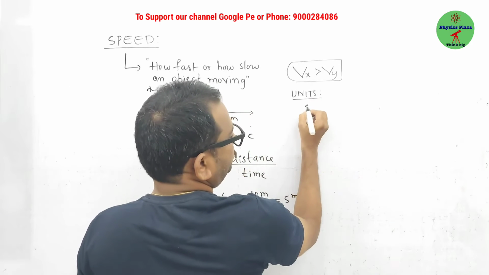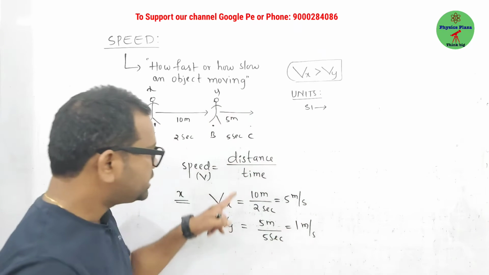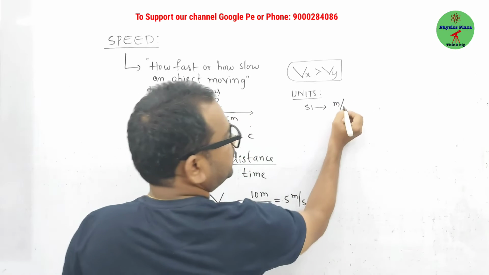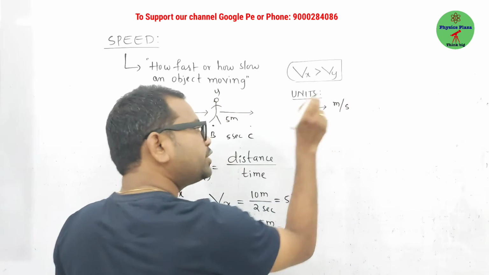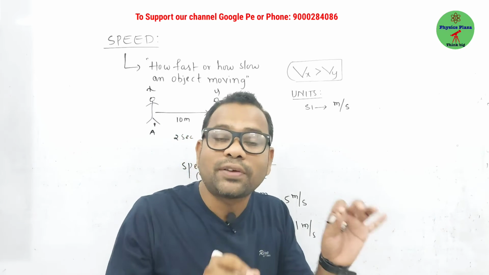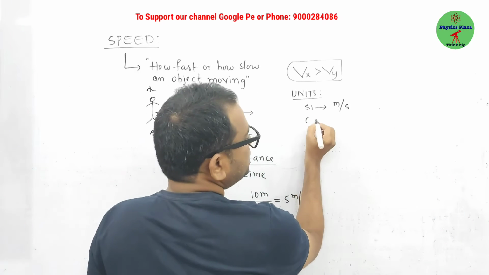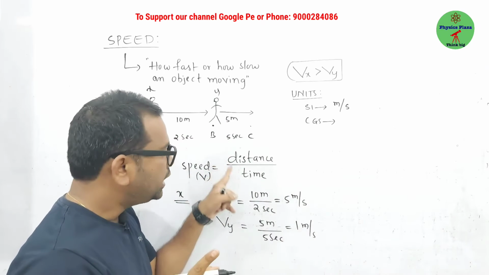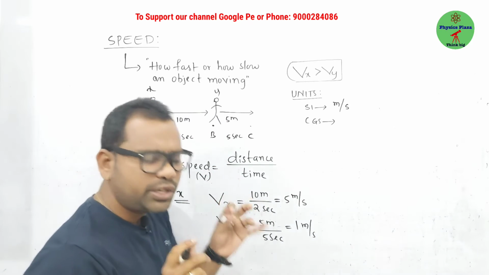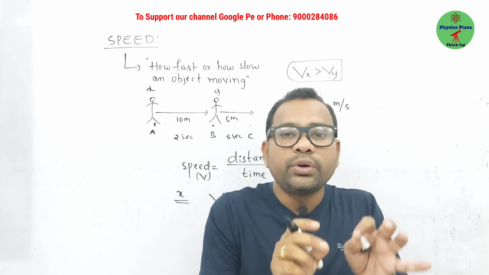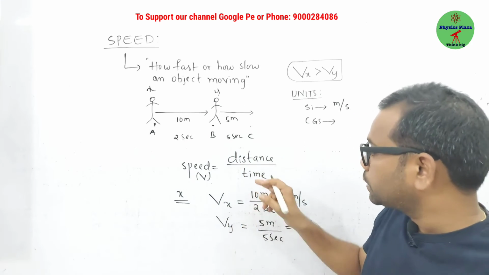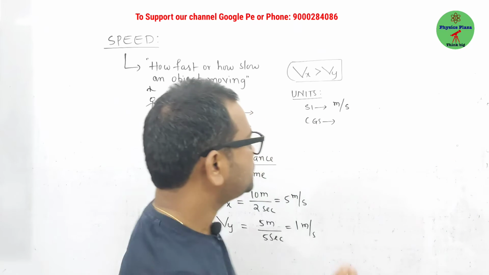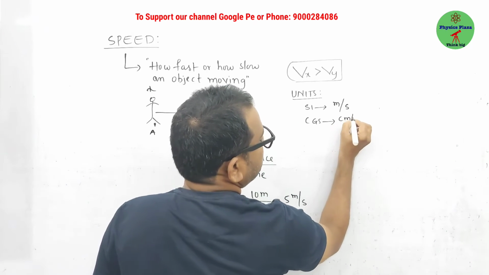Units of speed. In the SI system, dear children, distance is measured in meters and time is measured in seconds. Hence, meter per second is the SI unit of speed. Whereas, what is the CGS unit? In the CGS system, distance is measured in centimeters and time in seconds. Children, if you want to know the units of speed, just substitute the units of distance and time. That's it. You will get the units of speed. So, it will be centimeter per second.